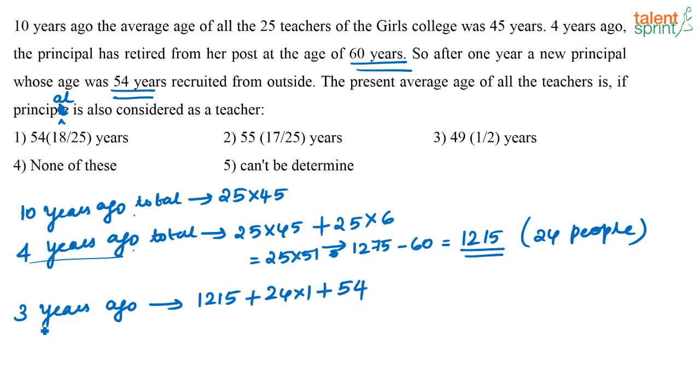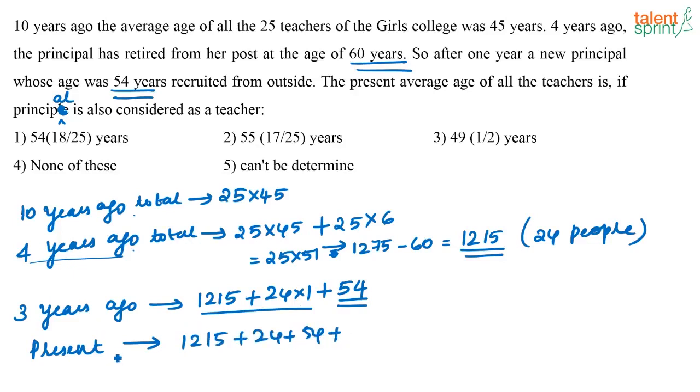Now what is the question? What is the present age of all the teachers? So this was 3 years ago. So present age of all the 25 teachers is nothing but, now I have 25 people. See, this was 24 and then I added this principal also. So now totally again I have 25 people. So their present ages will be 1215 plus 24 plus 54, plus again this 25 people's age would have increased by 3 years, right? Everybody's age would have increased by 3, so plus 25 into 3. So this has to be your total age at present.